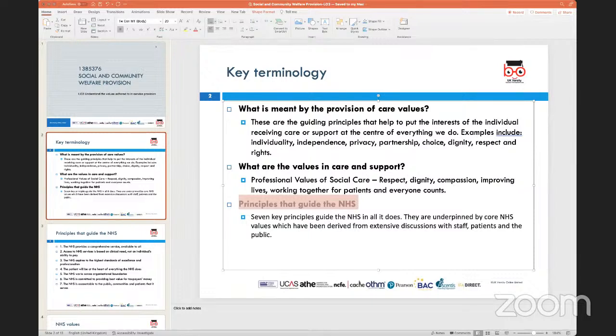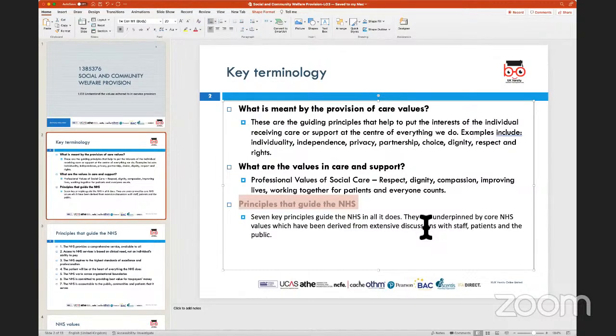Now, when we talk about principles of the NHS, there are seven key principles, and these typically relate to how the NHS Constitution has been set up. The first principle is a comprehensive service, irrespective of your background, your race, your disability, your age, your orientation, your religion, and your beliefs. The second one in the NHS Constitution is that the service you need is not based on an individual's ability to pay.